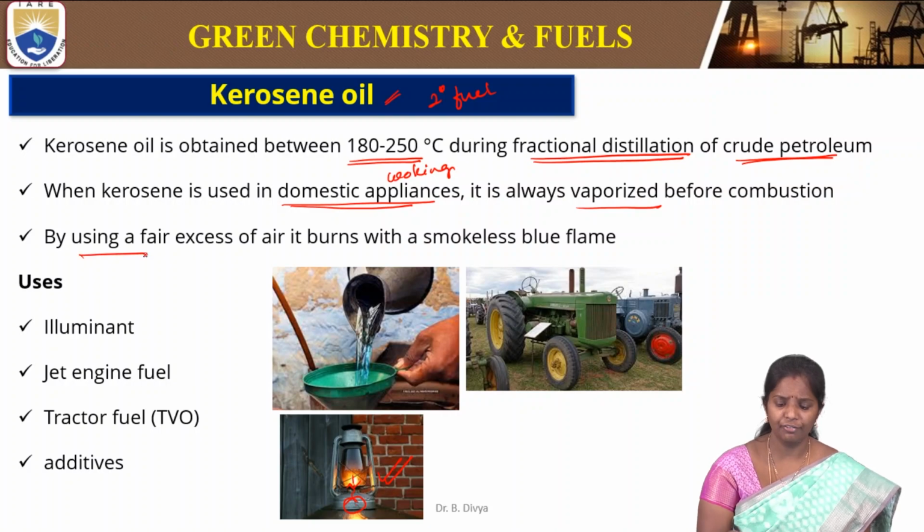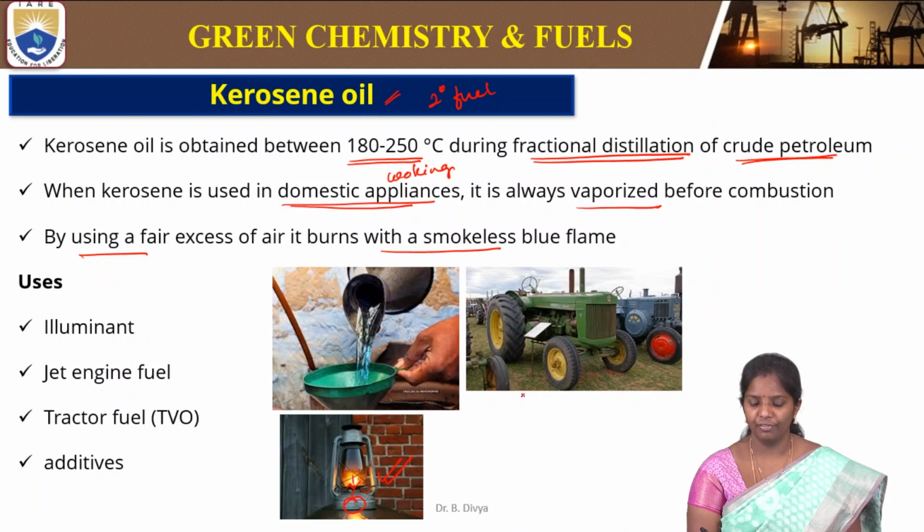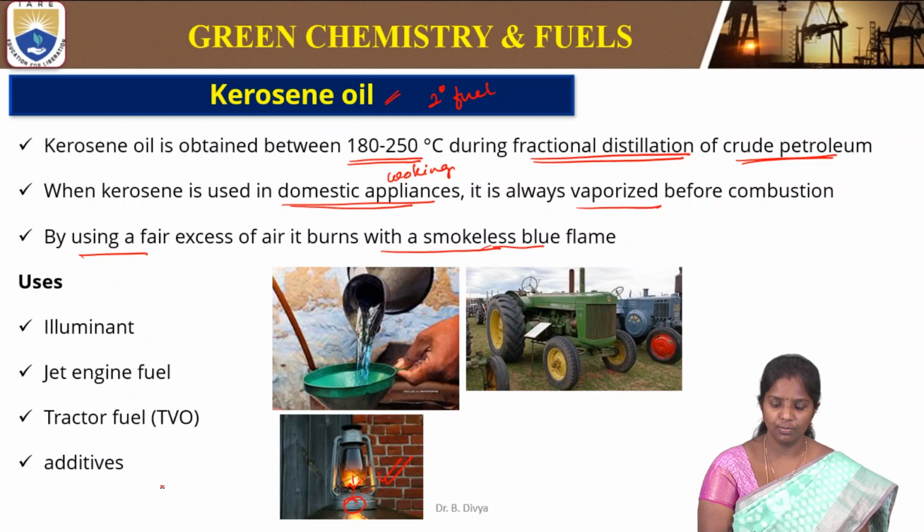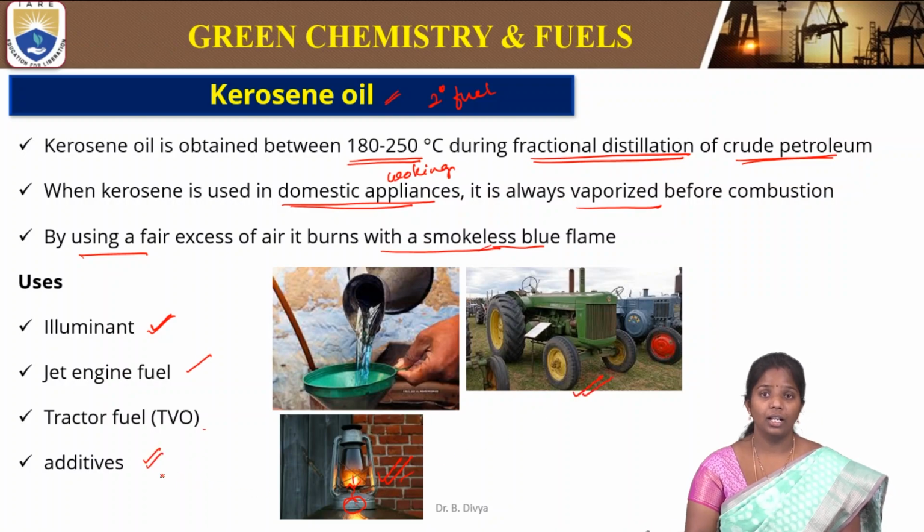By using a fair excess of air, it burns with a smokeless blue flame. The purity is indicated by the smoke obtained from the fire whenever it is burned. So whenever it is highly pure, it will give a smokeless blue flame. It is widely used as an illuminant in lamps, then as jet engine fuel, tractor fuel, and additives in other industrial applications.